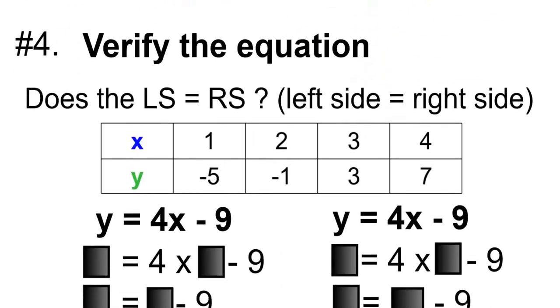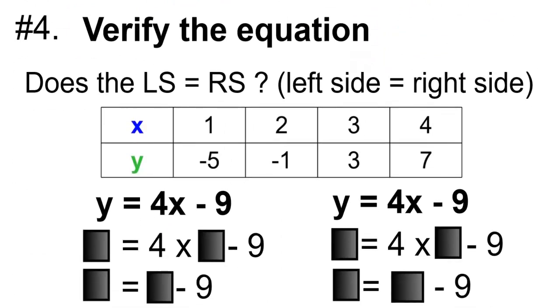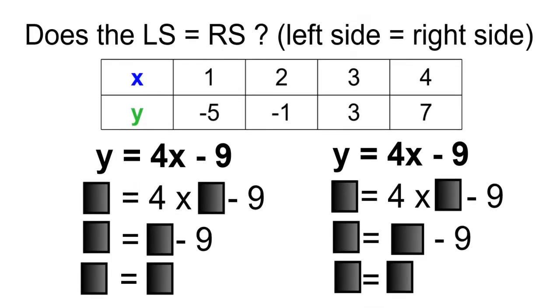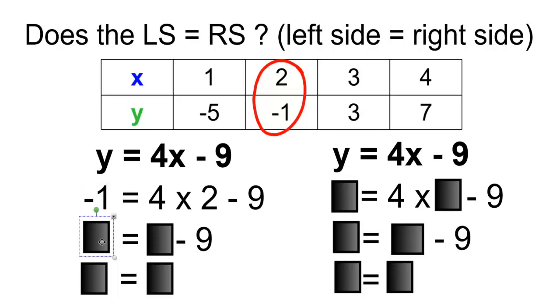Now that we have the formula, we're going to verify the equation. Does the left-hand side equal the right-hand side? So we'll pick any set of data. We'll go with x is equal to 2 and y is equal to -1. We'll plug them in our formula and we'll solve. So y is equal to 4 times x minus 9. Y is -1 and x is going to be 2. So it's going to be -1 is equal to 4 times 2 minus 9.